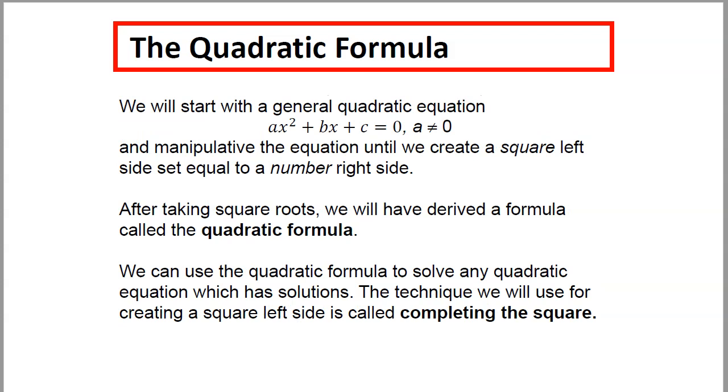We'll start with a general quadratic equation and manipulate the equation until we have a square left side equal to a number right side. Then we'll take square roots of both sides and we'll derive the quadratic formula. And we can use this to solve any quadratic equation that has solutions. And our technique is called completing the square.